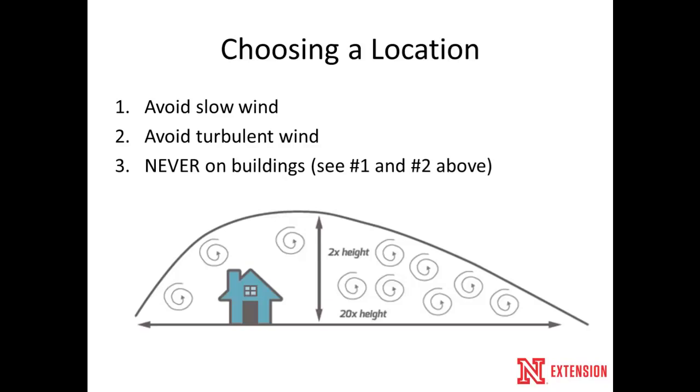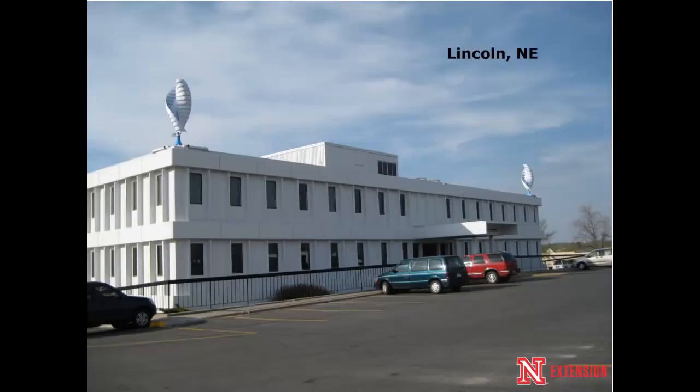So I've got all those issues. Avoid slow winds, avoid turbulent winds if you want your turbine to produce power. If you don't want your turbine to produce power, go ahead and put it wherever you want. But again, a good turbine that's going to produce some electricity needs to be placed in the correct location, and also be of the correct design that gives you the best opportunity to create electricity.